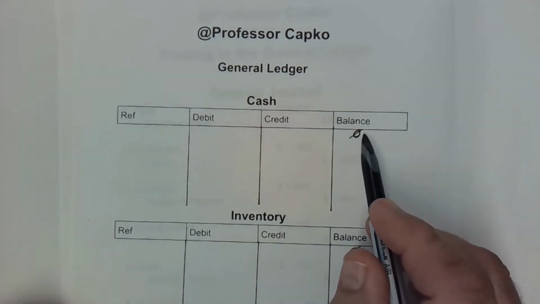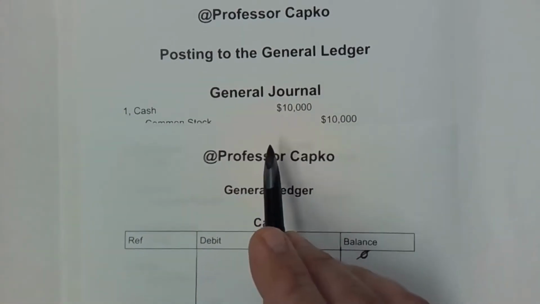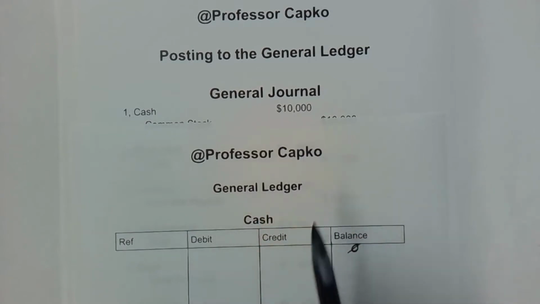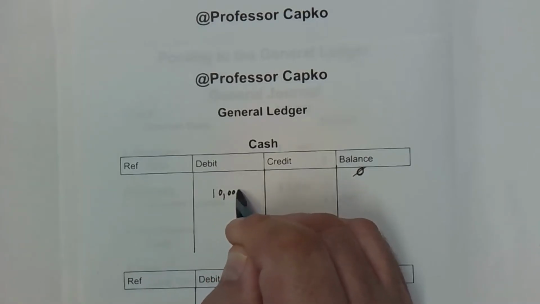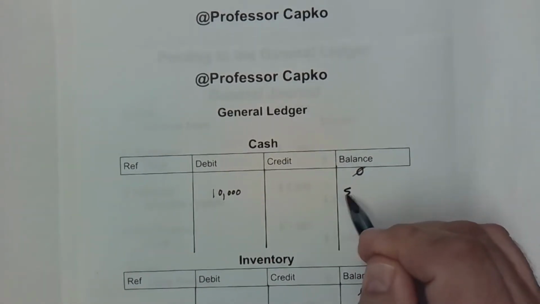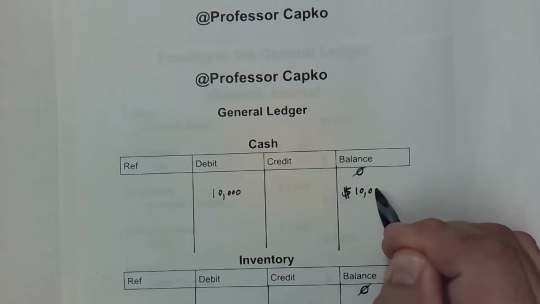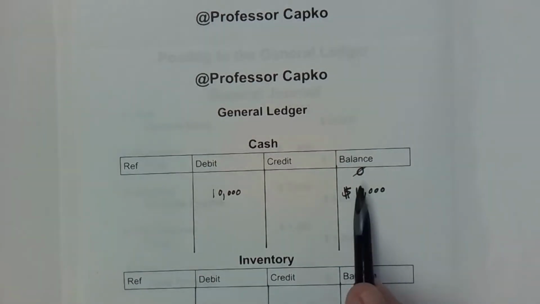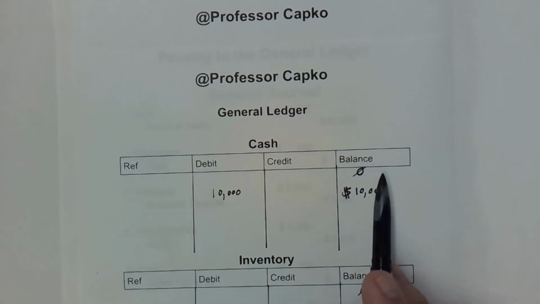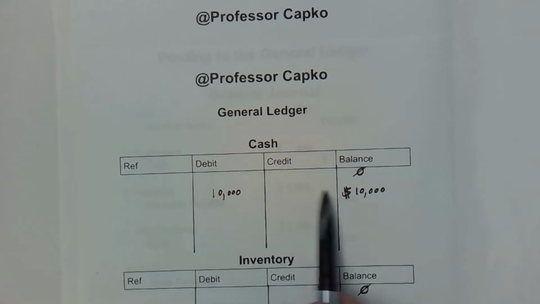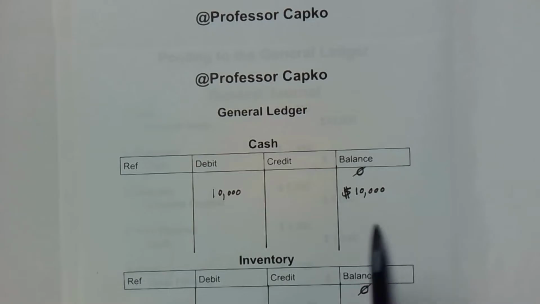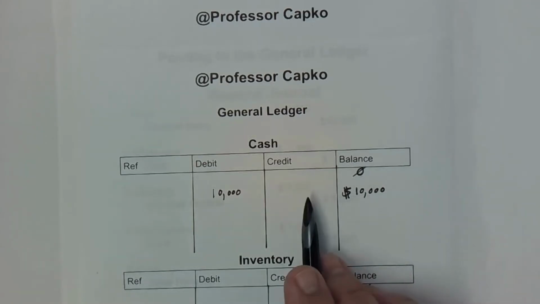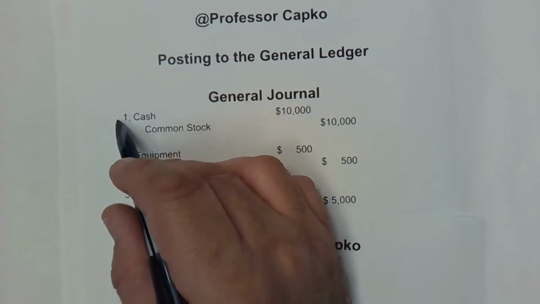Now let's go ahead and enter our transactions here. We have a debit of cash of 10,000, so I'm going to debit cash for 10,000, and that gives us a balance here of 10,000. Now the balance is not a debit or a credit. We've got the debits here and the credits here. The balance is just going to be the difference between the debits and credits plus the beginning balance, and that'll ultimately give us an ending balance. So that's the first part of the transaction.